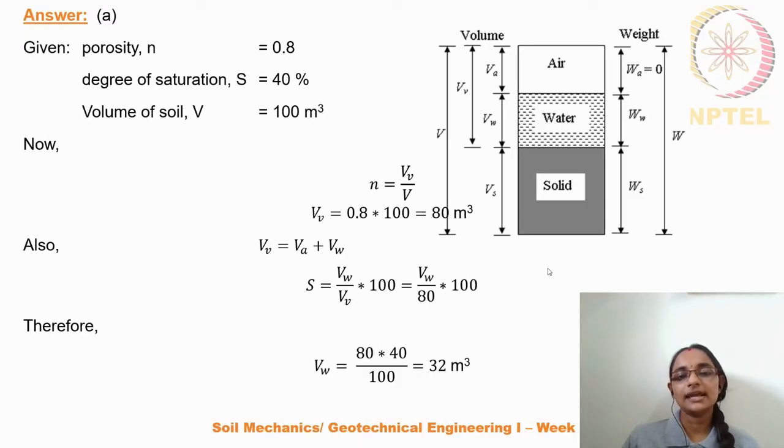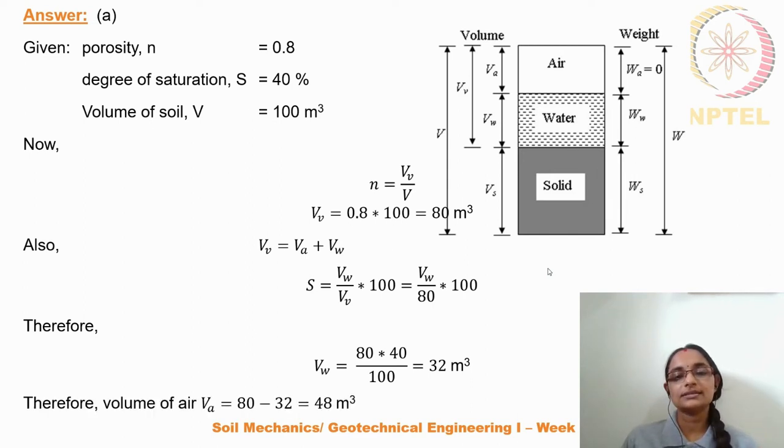So, we have to obtain the volume of air by deducting volume of water from the total volume of voids. So, we get it as 48 meter cube. Is that clear? I'll pause here. Please note this down and then we'll go on to the next question.